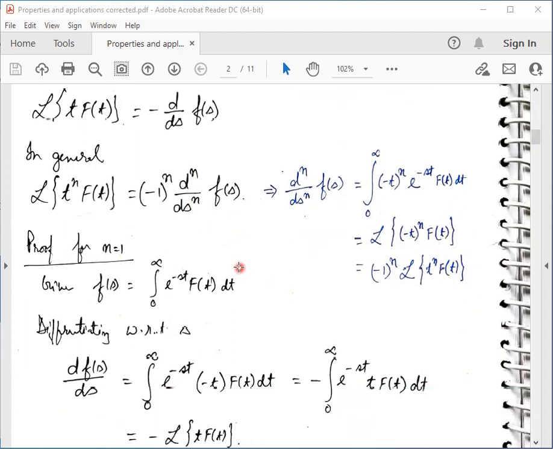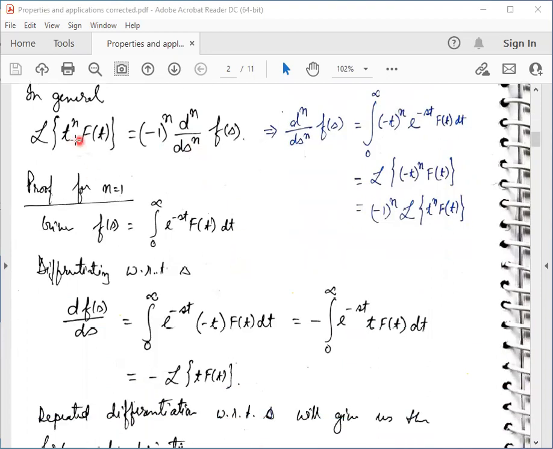First let us look at the proof for n equal to 1. So when n equal to 1, this becomes t f of t. Given f of s, this is the Laplace transform of capital F. This is the definition. Now let us differentiate both sides with respect to s.